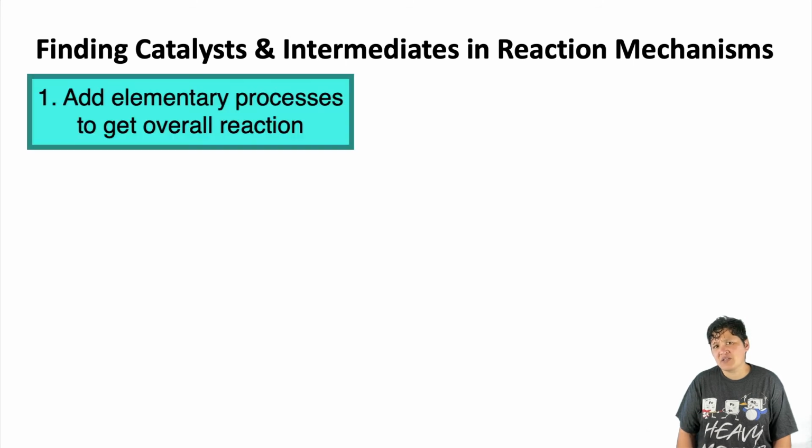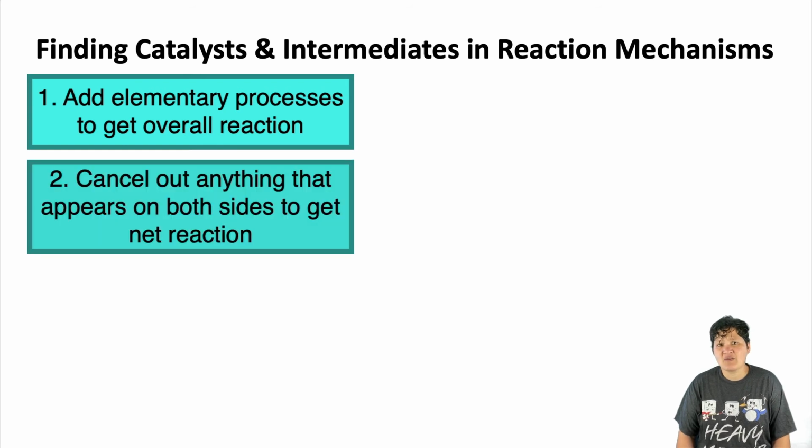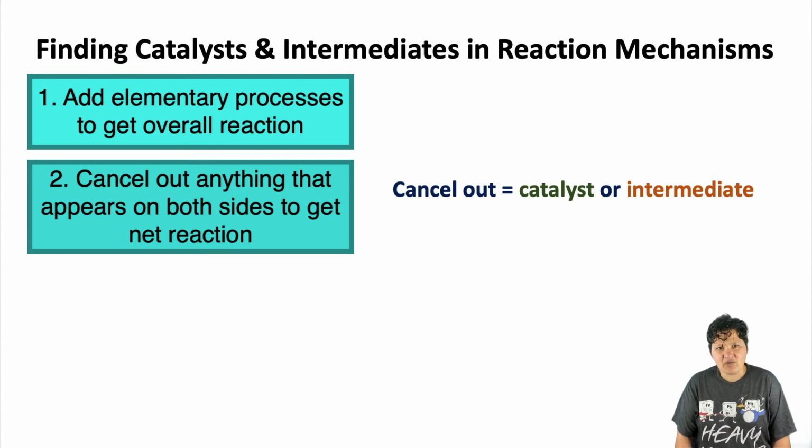The first step is to add elementary processes to get an overall reaction. And this process is just like the one we used to do net ionic reactions. The second step is to cancel out anything that appears on both sides to get the net reaction. Again, just like you did with net ionic reactions. Now, anything that cancels out will either be a catalyst or an intermediate. So now we have to determine which is which.